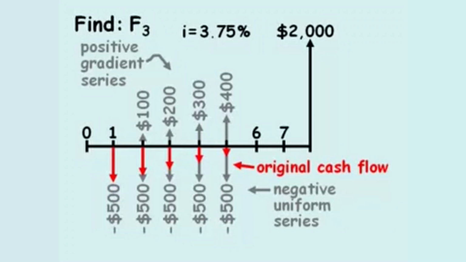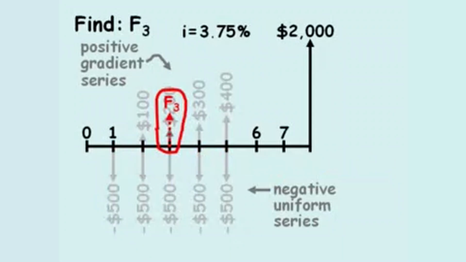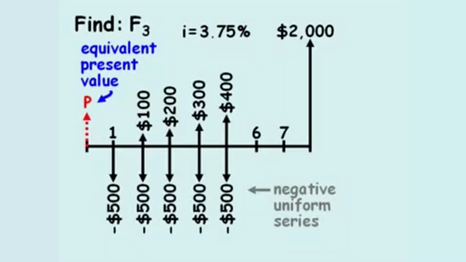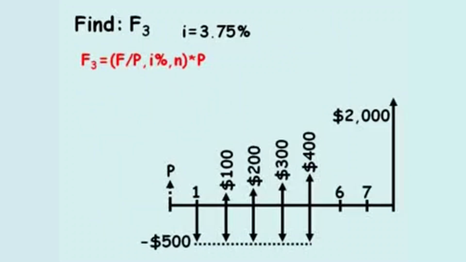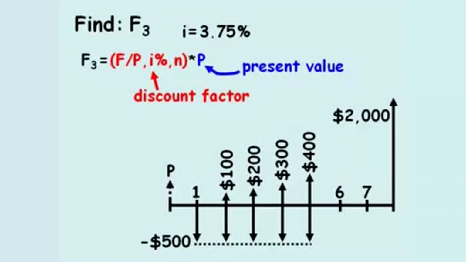To solve for the equivalent single cash flow at the end of year 3, we'll first compute an equivalent present value for all cash flows, then we'll convert the present value cash flow to the future cash flow at the end of year 3. To make this latter conversion, we'll multiply the equivalent present value, P, by the appropriate discount factor, based on the rate, I, and the number of years, or compounding periods, N.